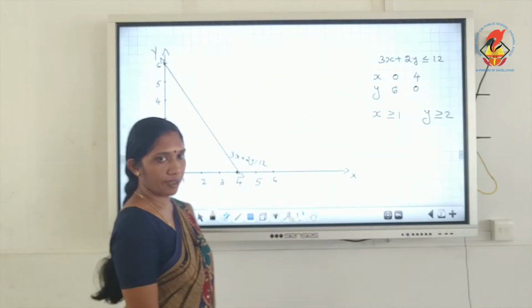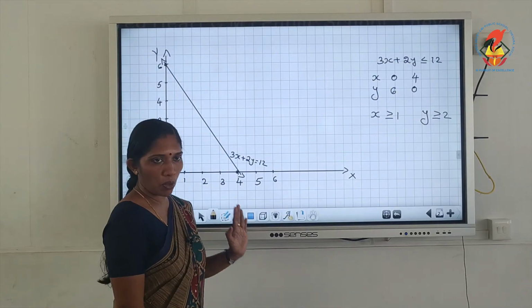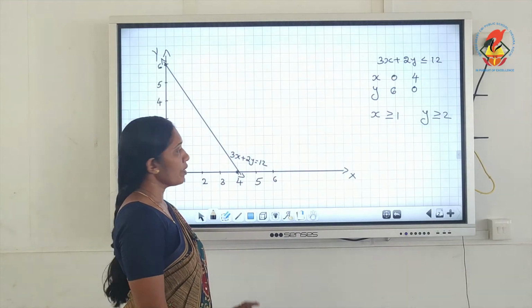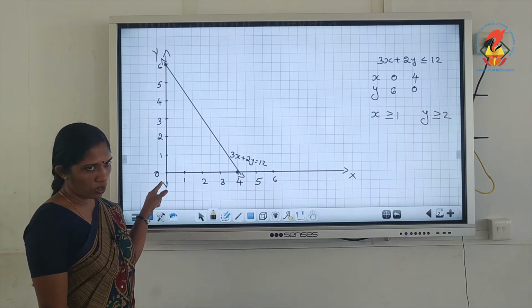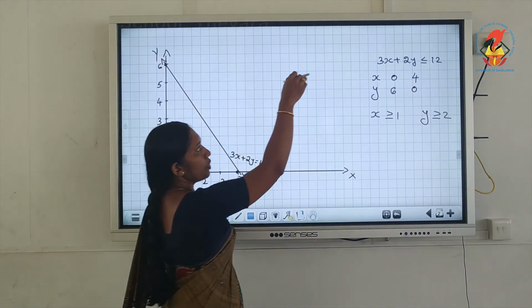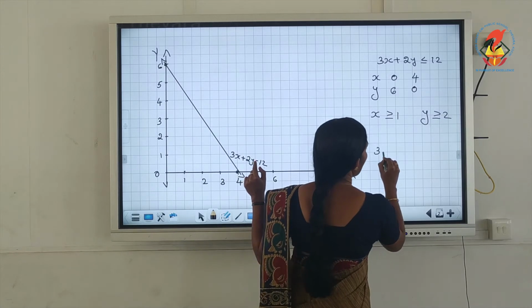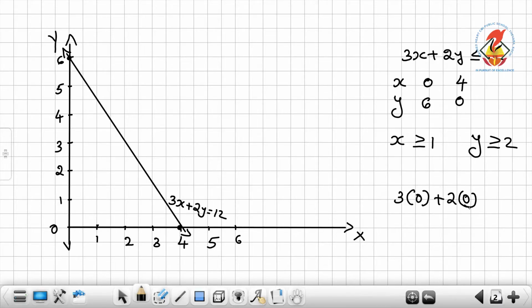Then where do we shade? The rule is to substitute a point which does not lie on the line. Better we take the origin. Origin is not on the line. Substitute in that inequality: 3 into 0 plus 2 into 0. Is it less than or equal to 12? 0 is less than or equal to 12. It is correct. So you have to shade this region, not the upper half plane, the lower half plane. Before shading, just draw arrows. Last we can shade the common region.